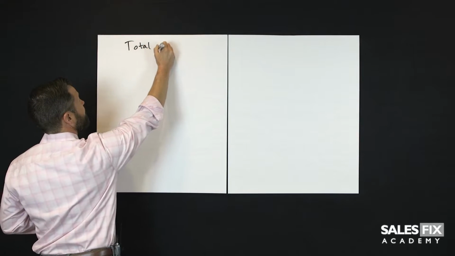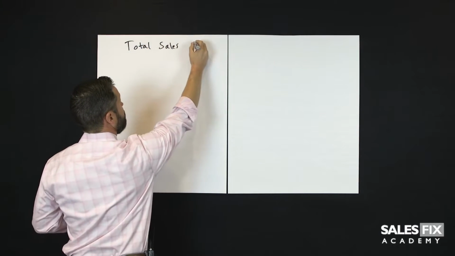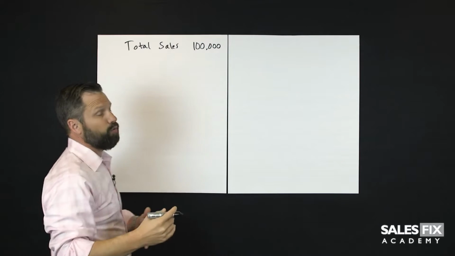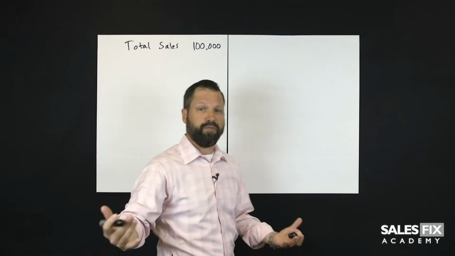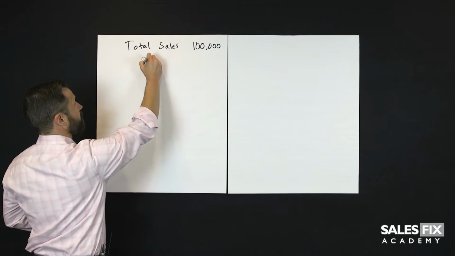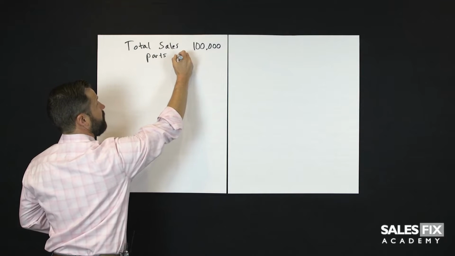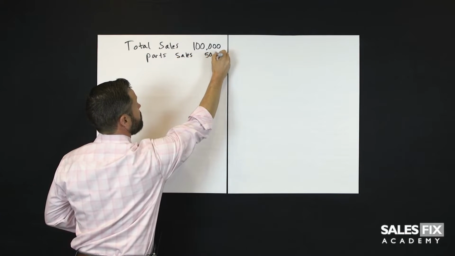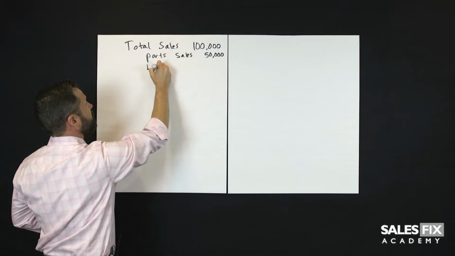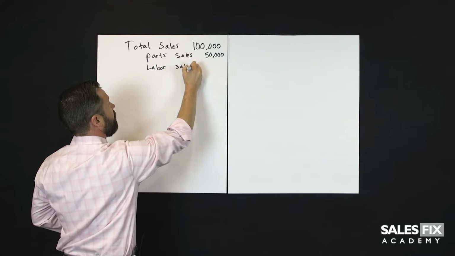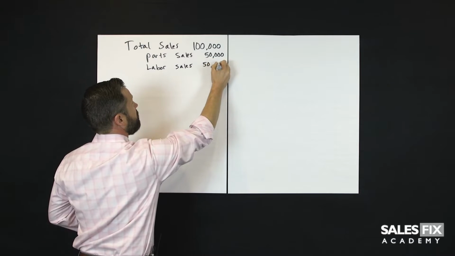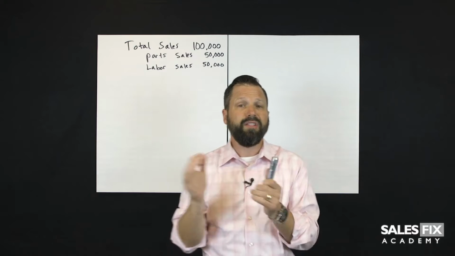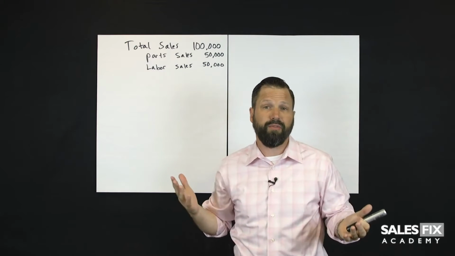If we use our easy $100,000 number as an example, what you would find is roughly 50% is parts and 50% is labor. So next to parts sales of $50,000, you'd have labor sales of $50,000. Then you could take your business summary and see how many hours we sold for the month.